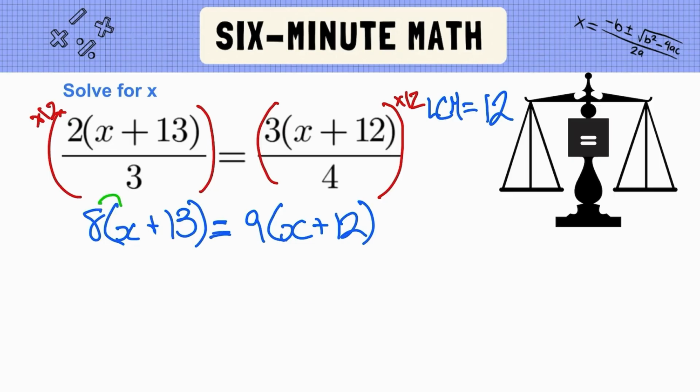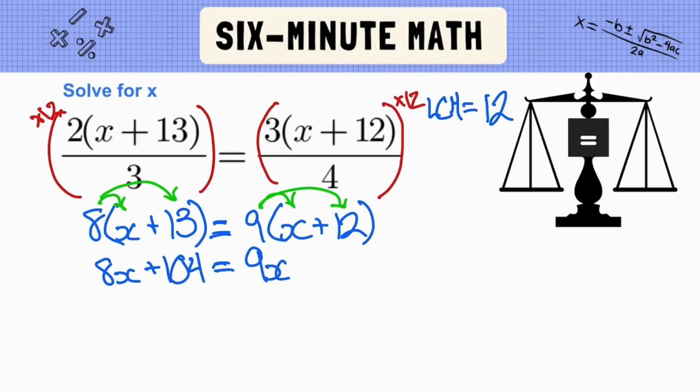I use some distributive property here. Eight times x is 8x. 8 times 13 is 104. And that is going to equal 9 times x is 9x. And 9 times 12 is 108.